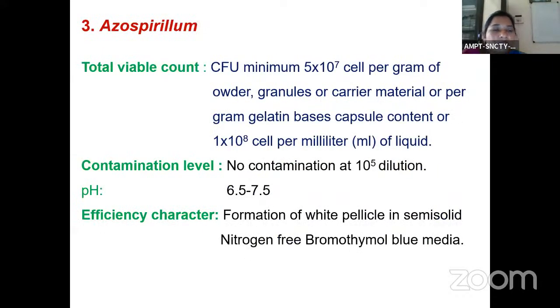Then Azospirillum, the third inoculum, is Azospirillum. The maximum size should be 5 into 10 to the power of 7 cells per gram of carrier or any granules. In liquid, it should have 1 into 10 to the power of 8 cells per milliliter. Contaminant levels: no contaminants at 10 to the power of 5 dilution. pH should be 6.5 to 7.5. Efficiency character: formation of white pellicle in semi-solid nitrogen-free bromothymol blue media. It should produce the pellicle formation.